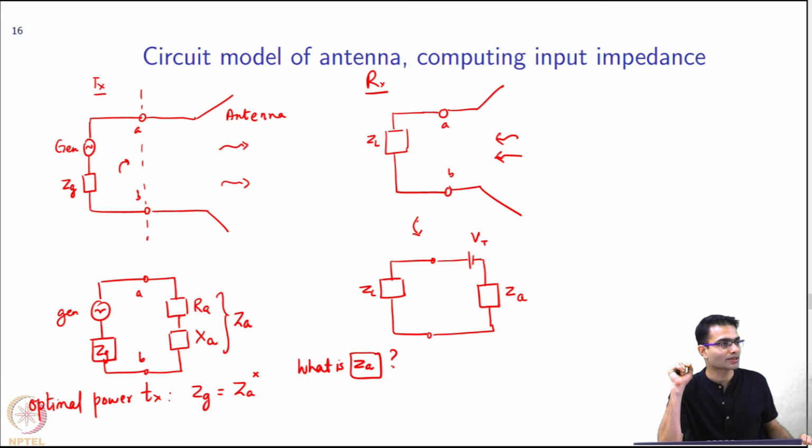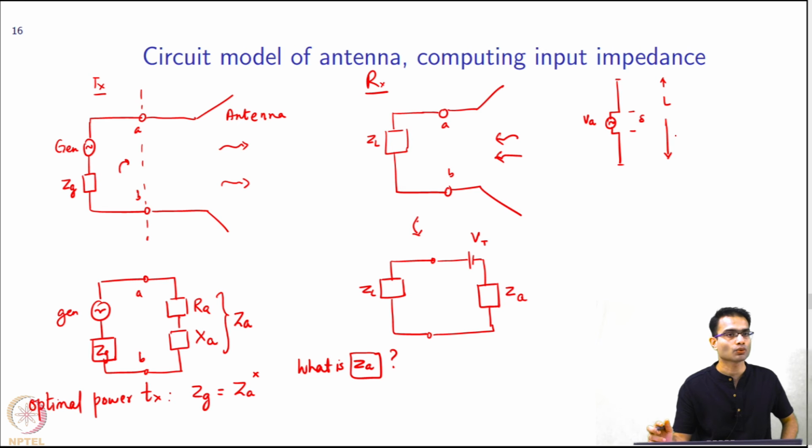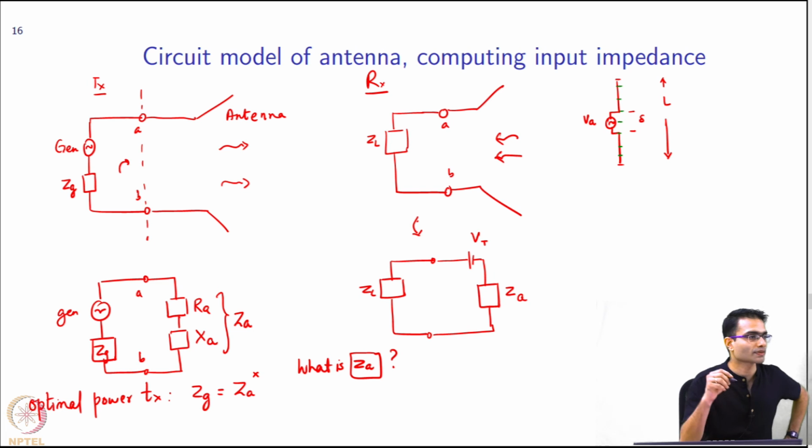Now, based on what we have seen so far, we have studied the Pocklington integral equation, right? How will I calculate this ZA? So what did we do? Just to remind you, let's take the delta gap approximation. The delta gap was VA volts applied across a distance of delta, right? This length was some capital L. What did I do over here? I broke this up into segments and applied a method of moments on each of these segments.